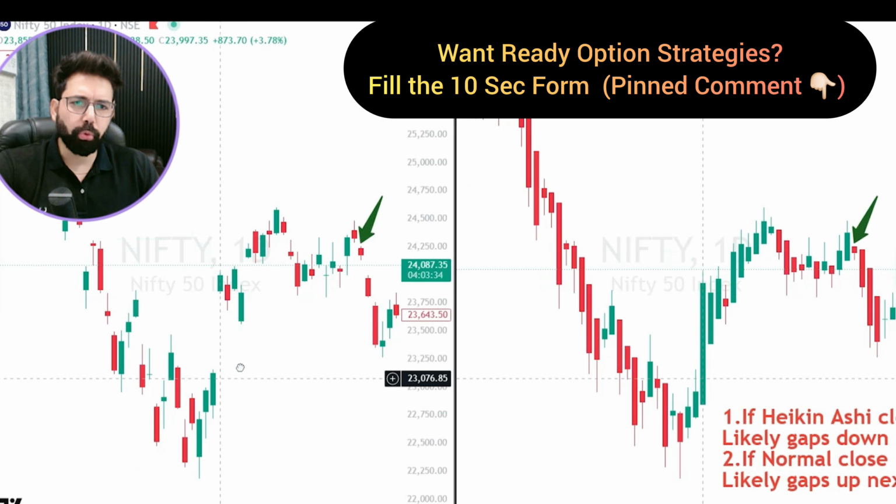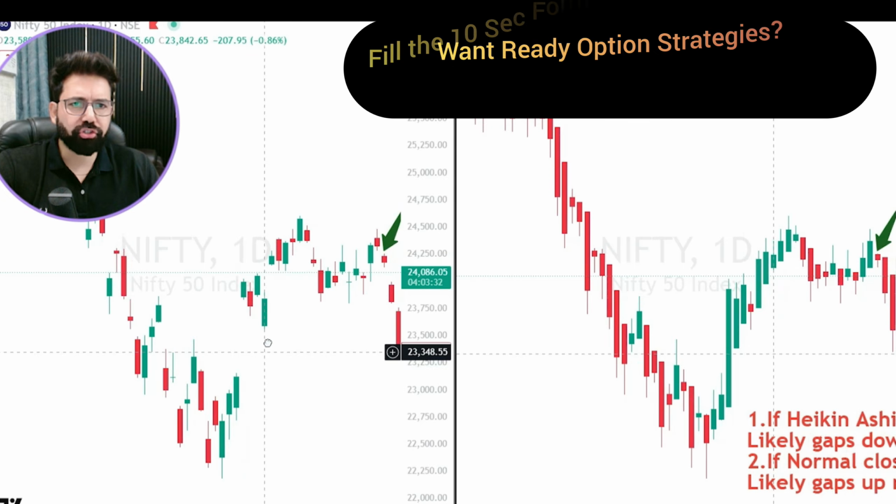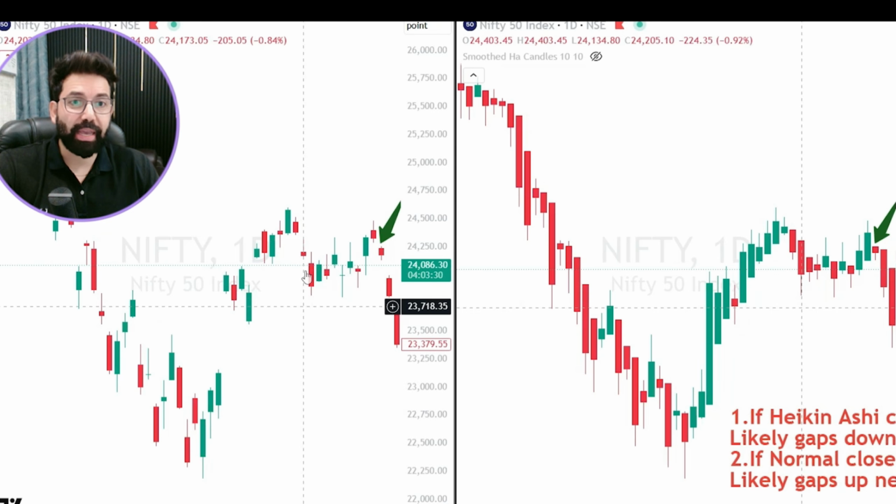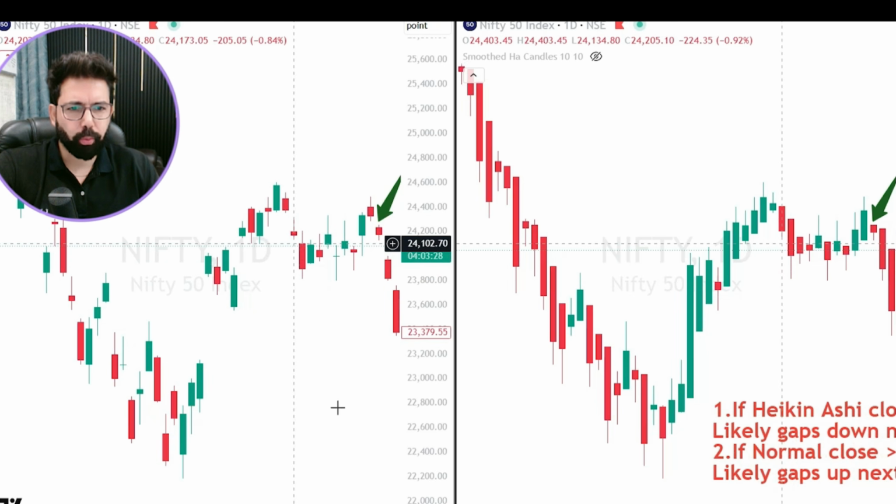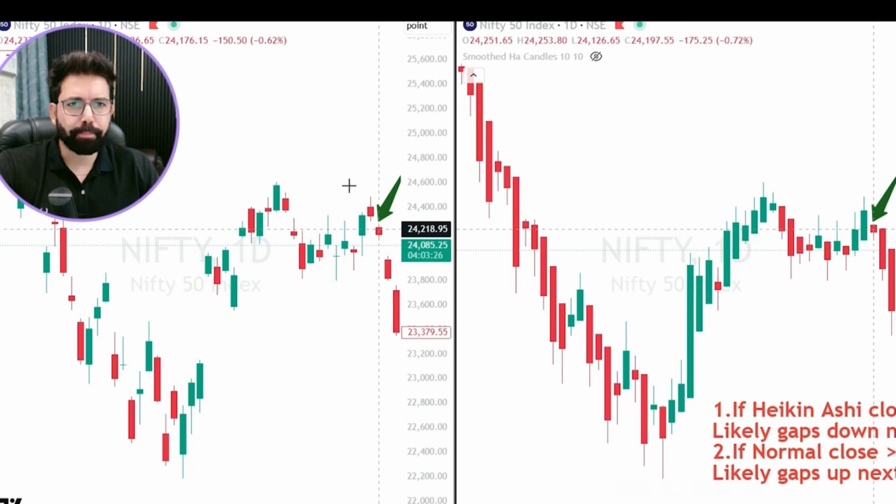Now let's see some more examples. Now let's see what happened. Now here what you see, again a big gap down here, right? What you can see here, a huge and big gap down.